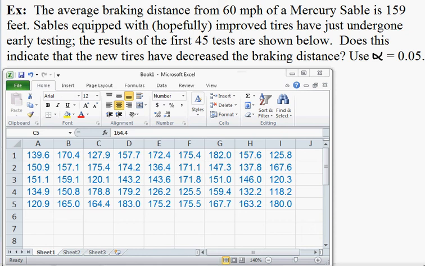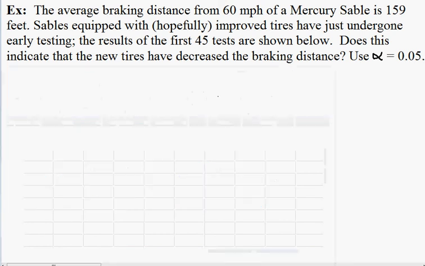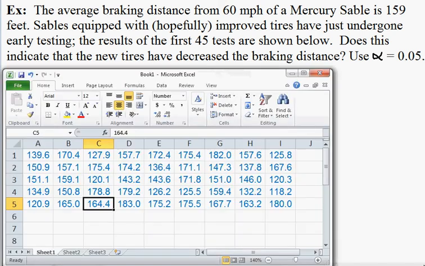Let's now look at another hypothesis testing problem concerning the braking distances of cars. We have on the screen the various braking distances of the Mercury Sable after they've been equipped with new tires. Does this indicate that the new tires have indeed decreased the braking distance? And we'll use alpha equal to 0.05.